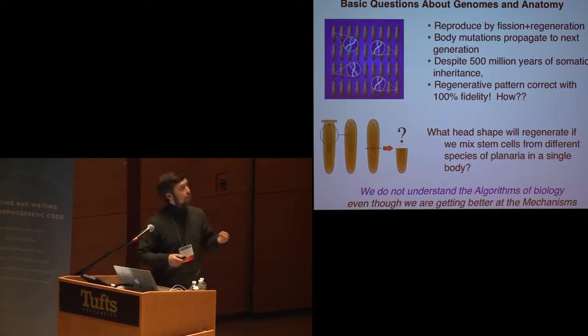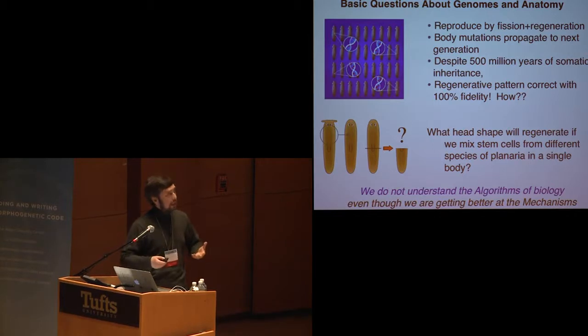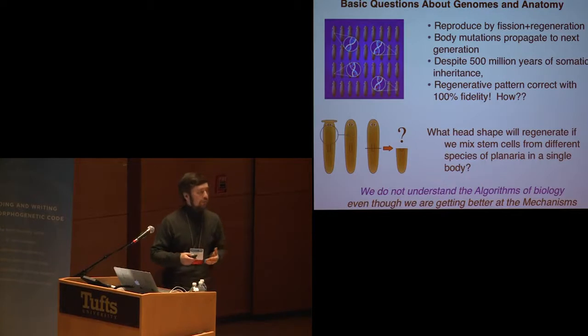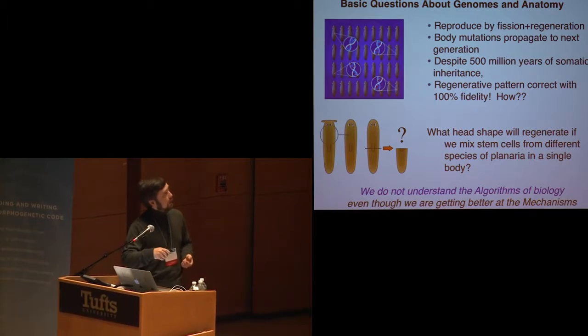So we have this puzzle, right? What is the relationship between this amazing patterning ability and their genome? These animals are mixoploid: all the cells have different numbers of copies of the genome. It's crazy. And you can ask yourself another question. If we take two species of planaria, let's say with a flat head and a round head, and you mix the stem cells from one into the other so that there's now a combination, and you cut the head off, what shape head are you going to get? And we have no idea.